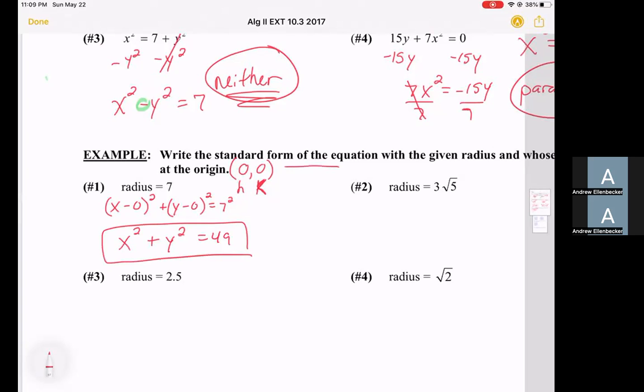Okay. And by the way, when the center is at 0, 0, it's always just going to be x squared plus y squared, because when you subtract 0, you just end up with x and y. So number 2 is x squared plus y squared equals, and now we have 3 square root 5, and all of that is squared. So when you simplify this, you would take 3 and square it, and the square root of 5 and square it. So that'll be 9 times 5, which is 45. So that would be x squared plus y squared equals 45.